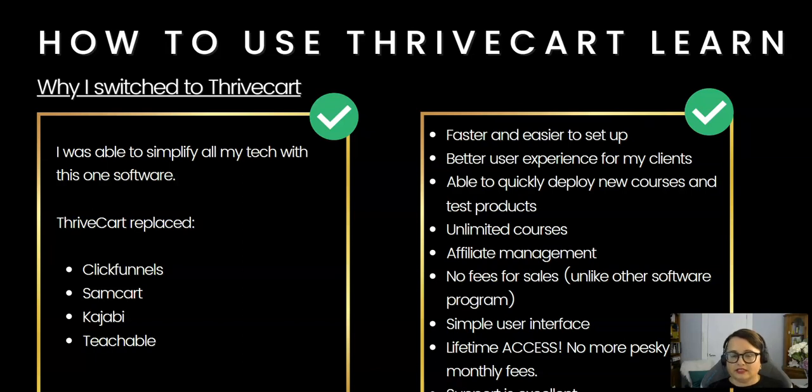What I also love is that there's unlimited courses. Even when I was at Kajabi and I was paying 300 US a month, I had a limit of 15 courses. In ThriveCart, I have no limit, which means that I can sell, for example, 15 books if I want, ebooks all separately.